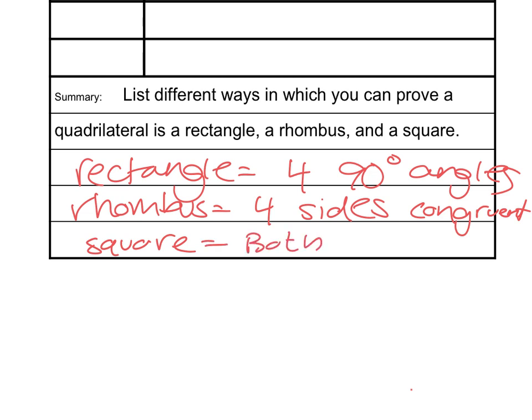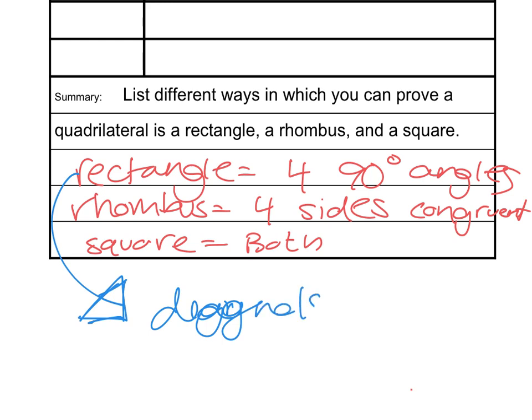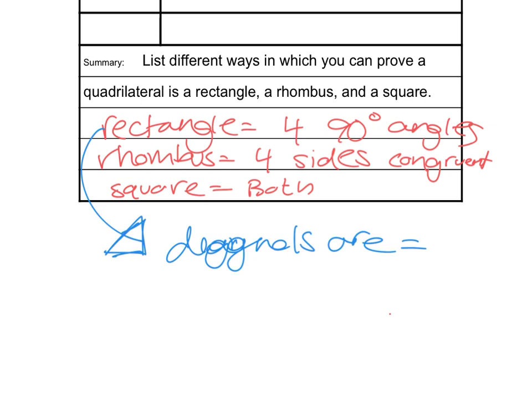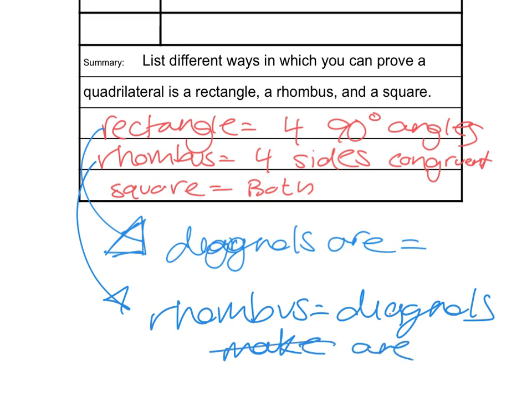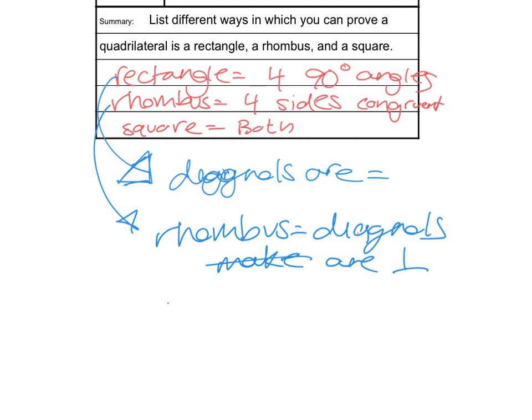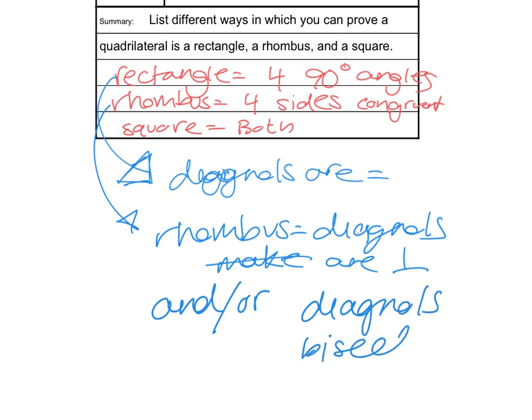I guess also for a rectangle, you could show that the diagonals are equal. And for a rhombus, you could show that the diagonals are either perpendicular, or that the diagonals bisect the opposite angles.